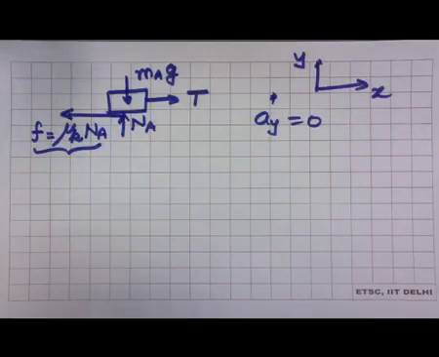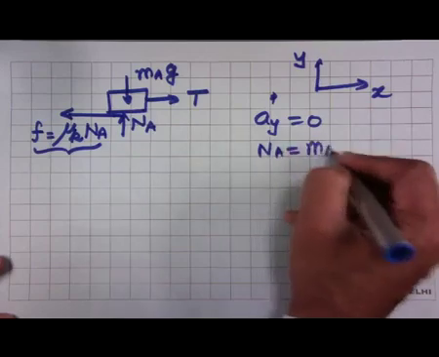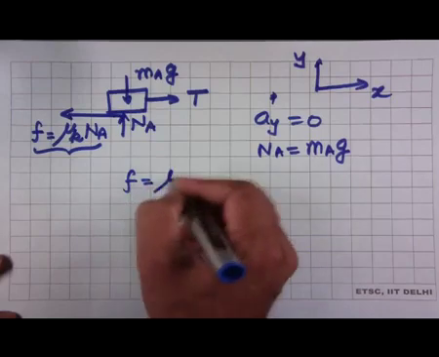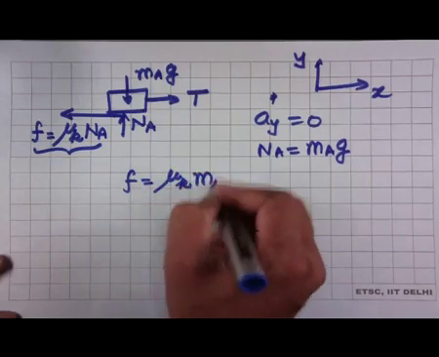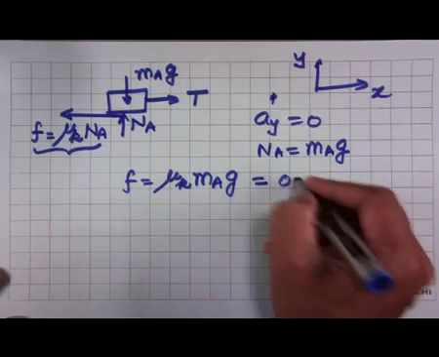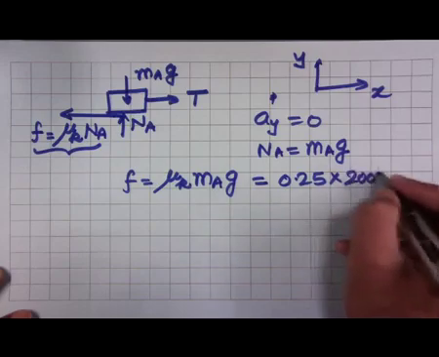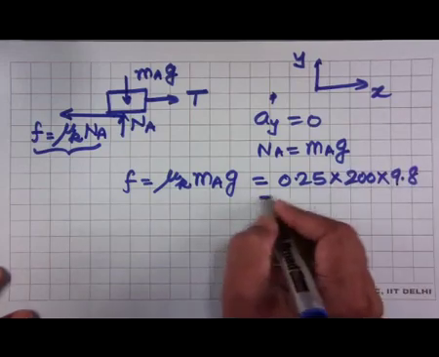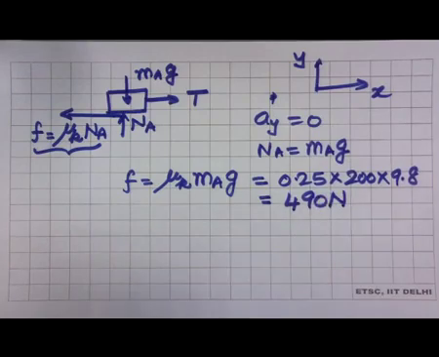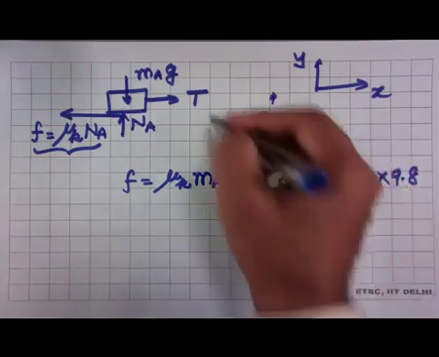Since acceleration in the y direction is equal to 0, therefore N_A is equal to m_A times g. So, the friction force is equal to mu_k times m_A times g, and this we can work out. This will be equal to 0.25 into 200 into 9.8. So, this works out to be equal to 490 newtons.